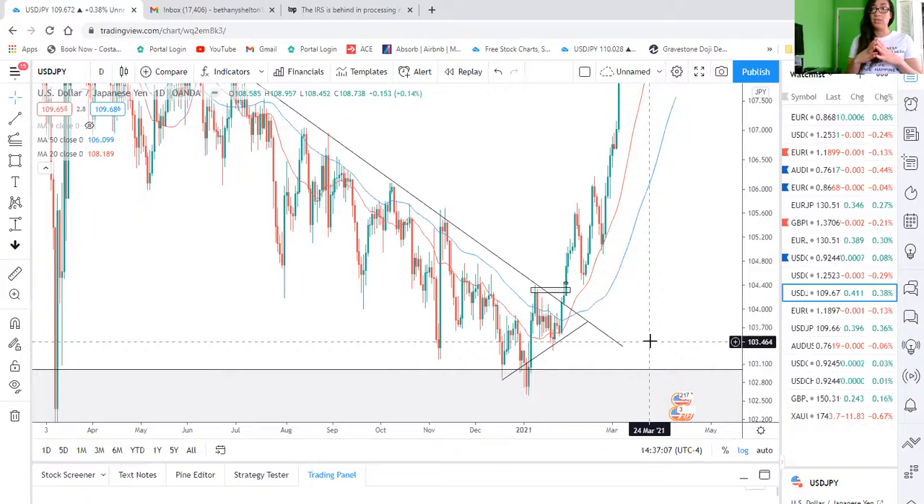Guys, add the supply and demand zones to your trading plan. It is an extra cushion, right?